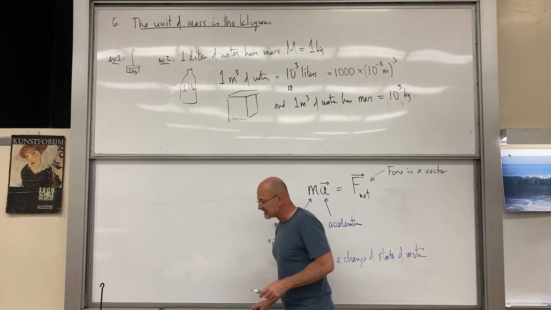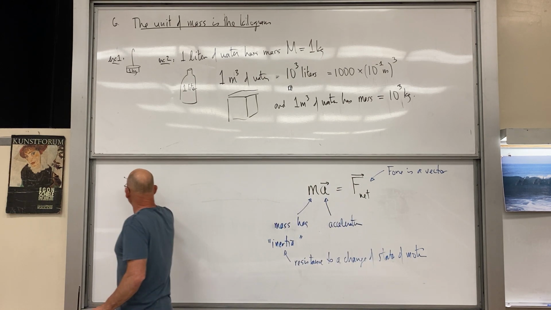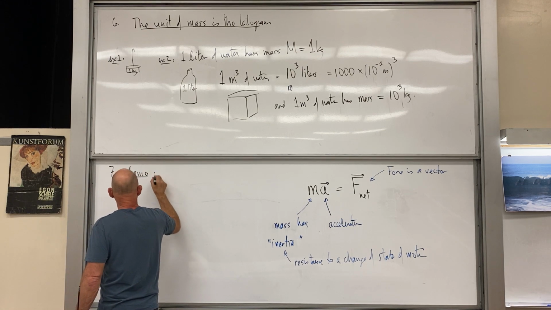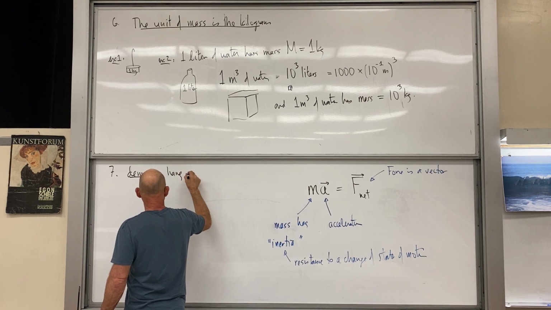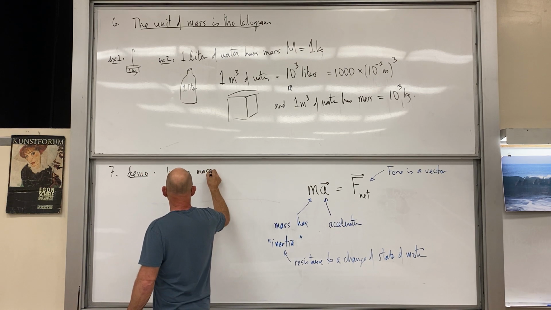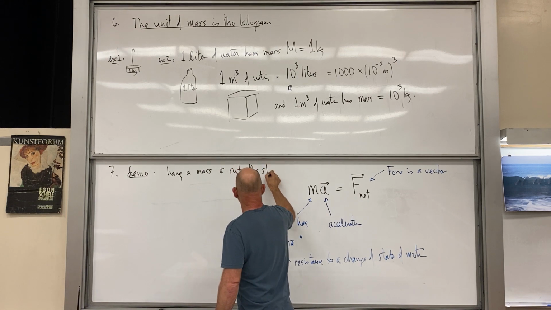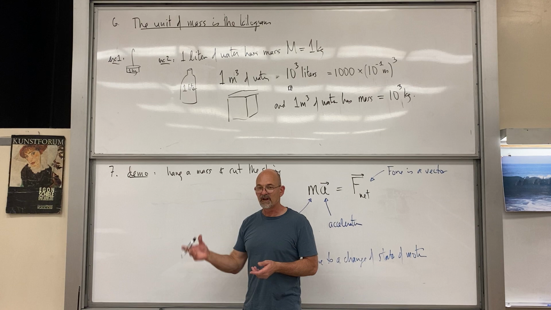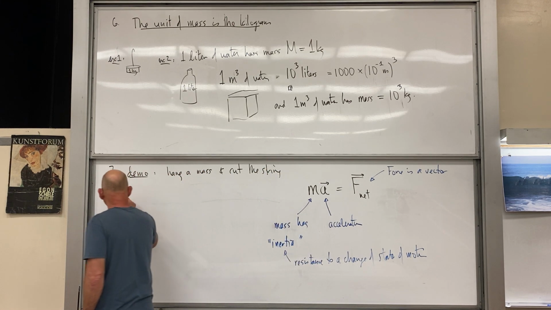So I'm going to call this a demonstration. It's a thought experiment, if you want. So, demo 7: we hang a mass and cut the string. When it's hanging there, it's at rest, and when we cut the string, it's going to be in free fall. So I'll do this in two parts.